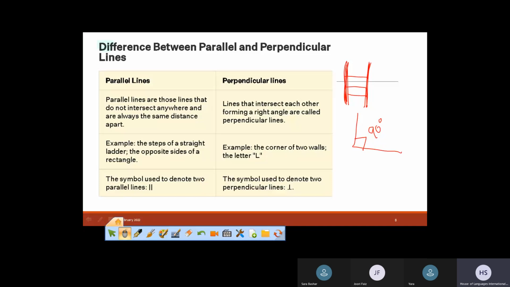Now, how can I write the symbol? What is the symbol for the parallel? It's like this, and for the perpendicular, it's like this.